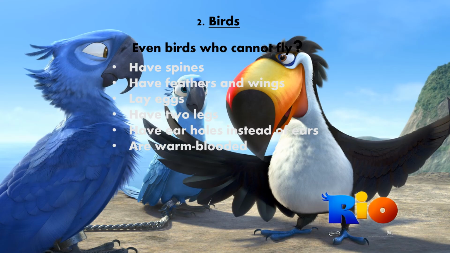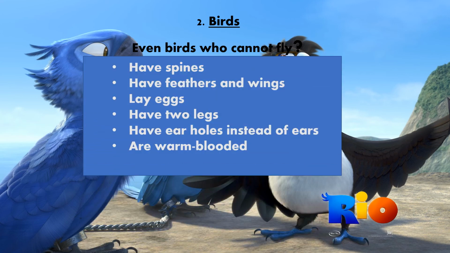Let's see our next category. Birds. Even birds that cannot fly are part of this category. Well, let's look and see. What are the characteristics of birds? So birds have spines, they have feathers and wings, they lay eggs, they have 2 legs, and they have ear holes instead of ears, and they are warm-blooded. Okay, so even birds that cannot fly?